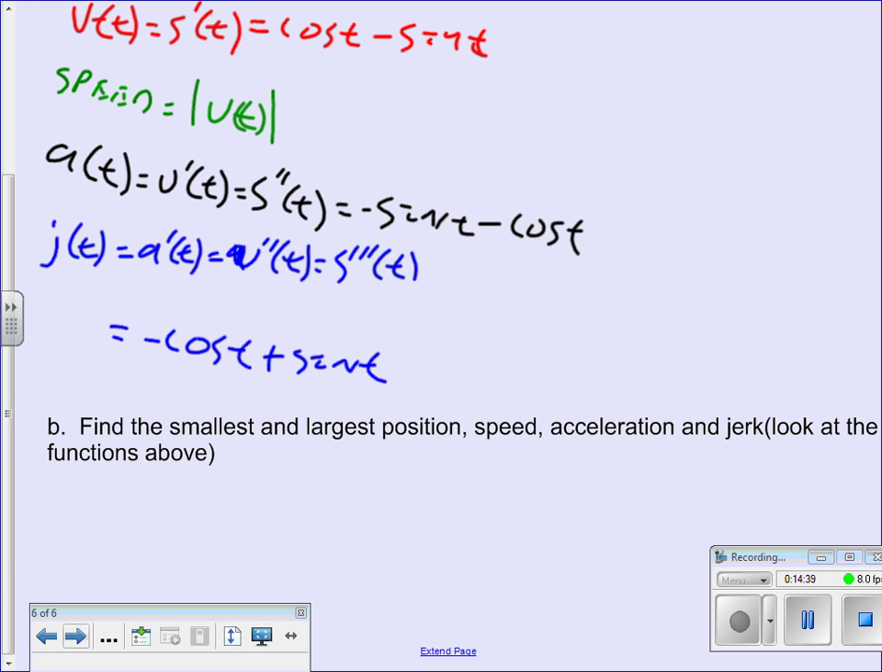Find the smallest and largest position, speed and acceleration, and jerk. Look at the functions above. Yes? It's the fourth derivative of, first A prime. So, sorry, third derivative, no, not fourth. My bad. Third derivative is not fourth. Is there a fourth? Oh yeah, you can take the fourth derivative, fifth derivative. You can take as many derivatives as you want.